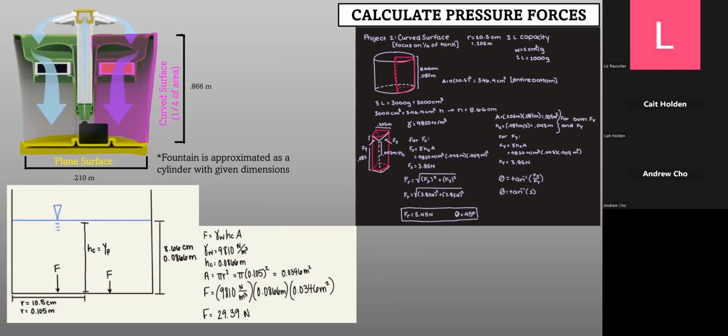Then we analyzed the curved surface. We found the vertical and horizontal projections, and we ended up using the X and Y projections since the surface was already vertically oriented. The forces were the same, each at 3.85 newtons in magnitude. And given that information, the magnitude and direction of the resultant force is 5.45 newtons at 45 degrees.